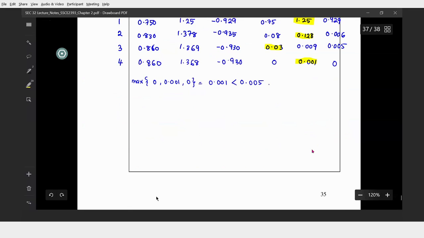Don't forget the final answer. Therefore, x1 is approximated to the latest x1 that you have in your table. So x1 equals 0.860. X2 is 1.368, and then X3 equals negative 0.930. Okay, so that's your answer.